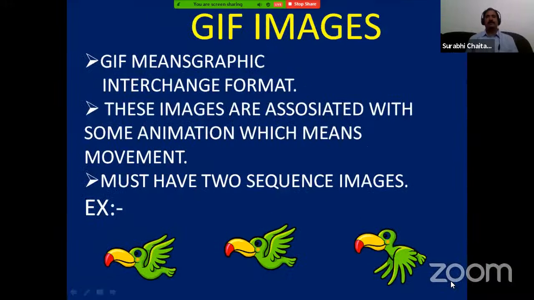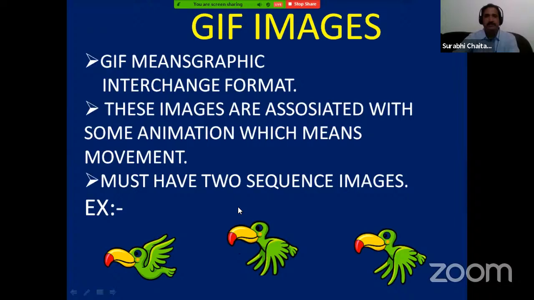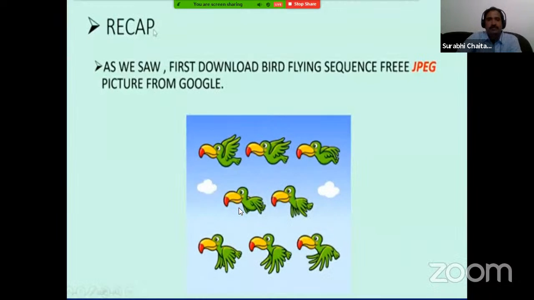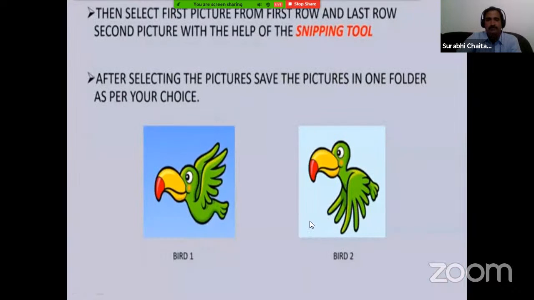We will see from here. Now, how to create a GIF image. A small recap of what we have done. We took a freely flying sequence of a bird in JPEG format, and by using the snipping tool, we cut the first bird and the 7th bird, whose wings are up and whose wings are down. Now bird 1, bird 2. After selecting the pictures, we saved them in one folder. We are saving on the desktop now. Now bird 1 and bird 2.